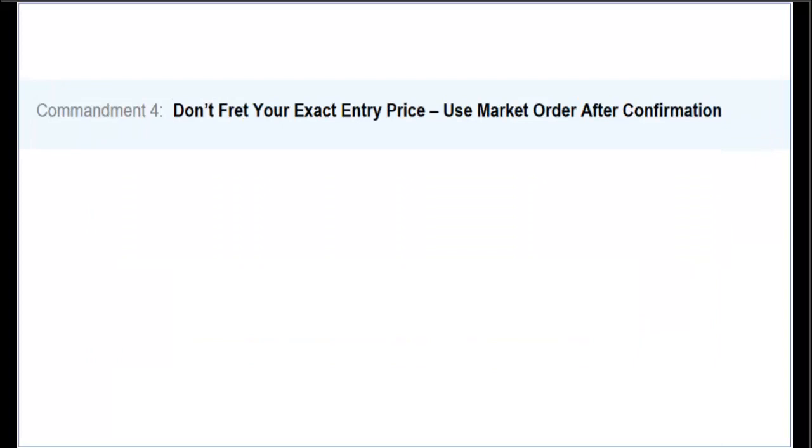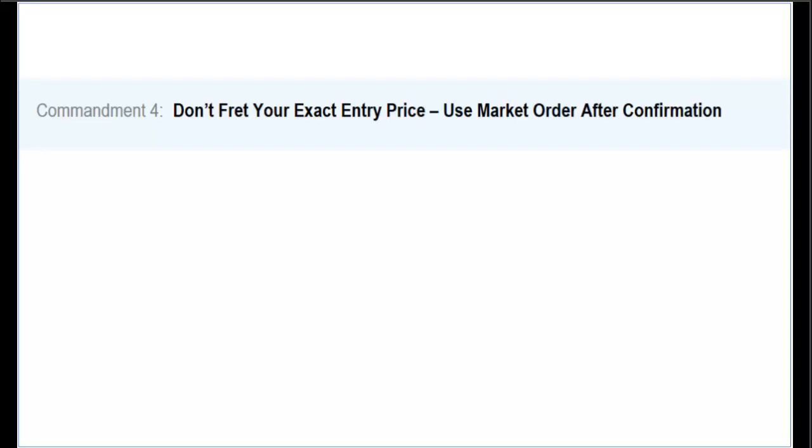Commandment number 4, don't fret your exact entry price. Use a market order after confirmation. What this refers to is that we're not doing super precise scalp trading where we're concerned about a tick or two here or there with our ATM setups and our targets. This is more planting a seed early on in the general direction of the market bias for the session as detected by the algo. And so we're not concerned about ticks here or there.